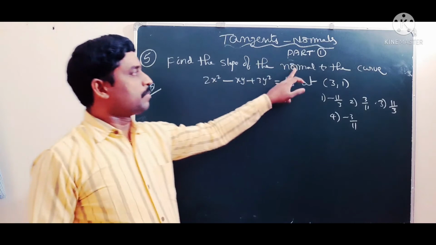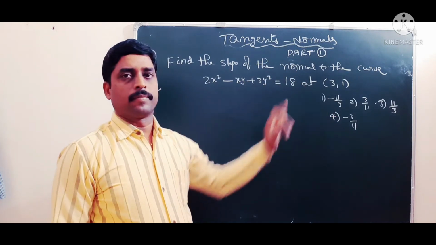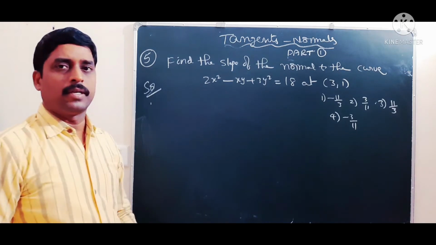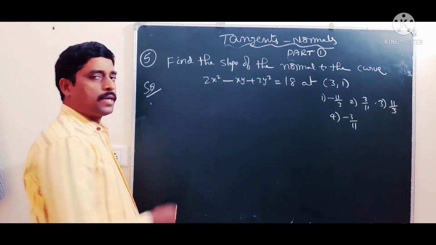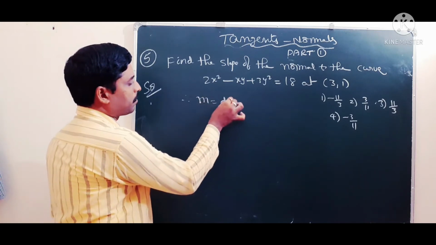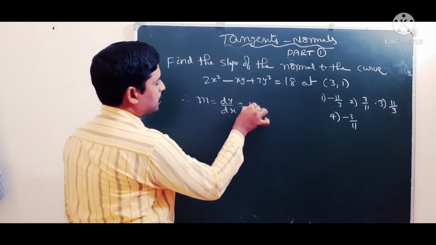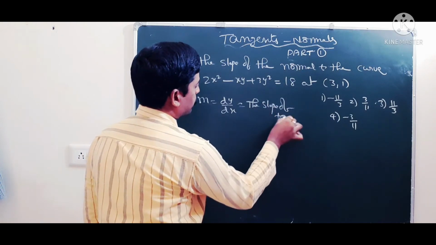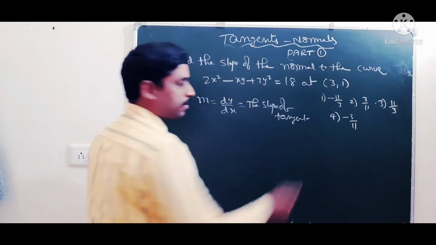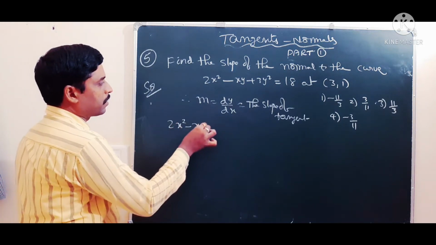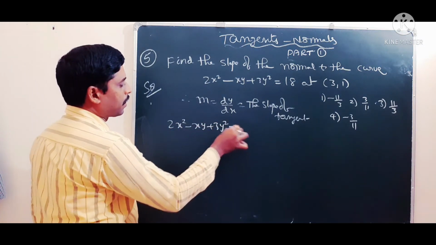The slope of the normal to the curve at the point (3, 1). First we have to find the slope of the tangent. The slope of the tangent is nothing but dy/dx, so m is equal to dy/dx. This is the slope of the tangent. What is the given curve? 2x² − xy + 3y² = 8.